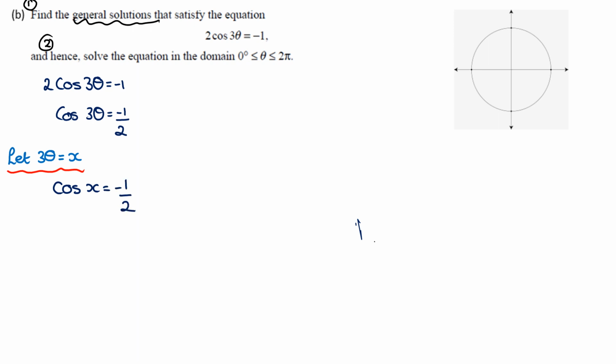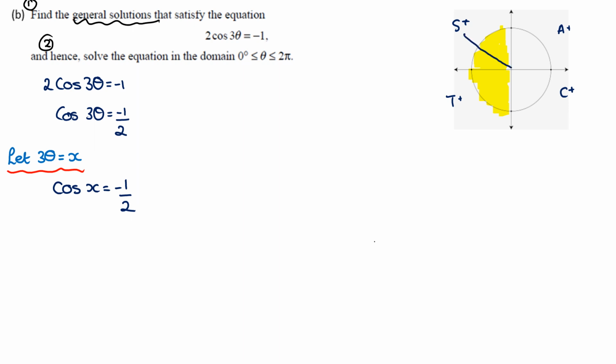So let's go to our unit circle. So we have C, A, S, and T. That is cos is positive, all is positive, tan is positive, sine is positive. So we want, well, where is cos negative? So cos is going to be positive in the first quadrant, negative in the second quadrant, negative in the third quadrant, and positive in the fourth quadrant. So we're going to just sketch this out.